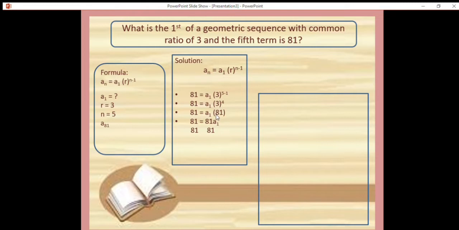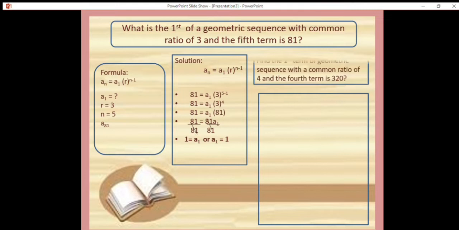Para matira na lang yung a sub 1, we need to divide both sides by 81. So, cancel out. So, ang natira is a sub 1. So, 81 divided by 81 is equal to 1. So, 1 is equal to a sub 1, or a sub 1 is equal to 1. So, our a sub 1 in this problem is 1.